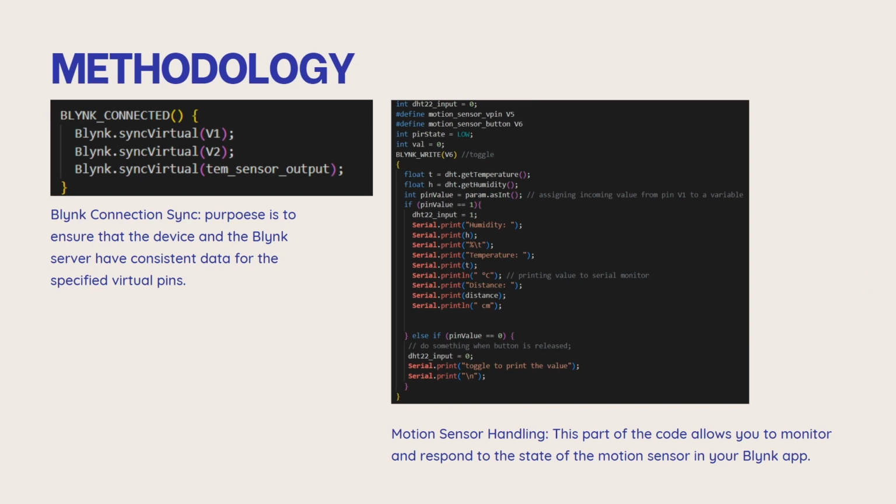Okay, and next is Blynk Connected. The purpose of this code is to ensure that the device and the Blynk server have consistent data for the specific virtual pins.